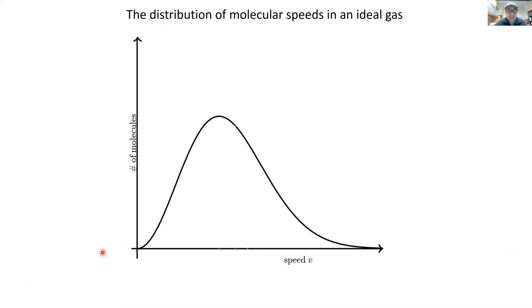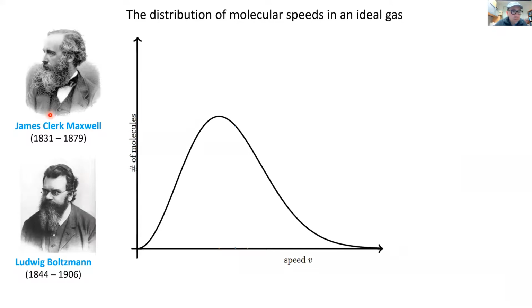More than that, the entire distribution of molecular speeds was derived by James Clerk Maxwell and Ludwig Boltzmann in the late 1800s. So the shape of this curve has a name, the Maxwell-Boltzmann distribution. And what it tells you is it's a histogram of the speeds of the molecules. Speed is on the horizontal axis, number of molecules vertically. So pick a speed, and the curve tells you how many molecules are going at that speed.